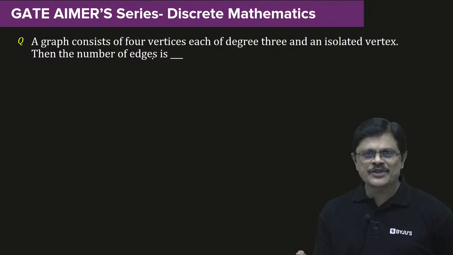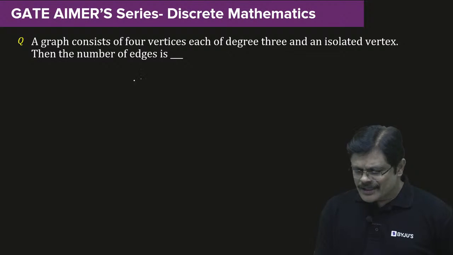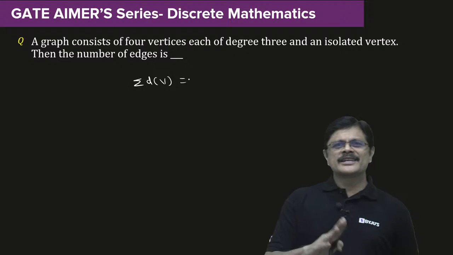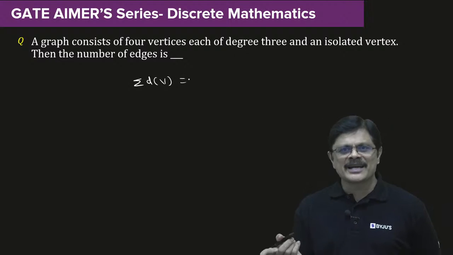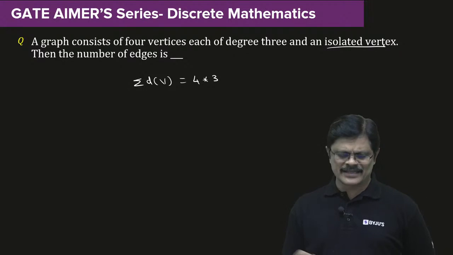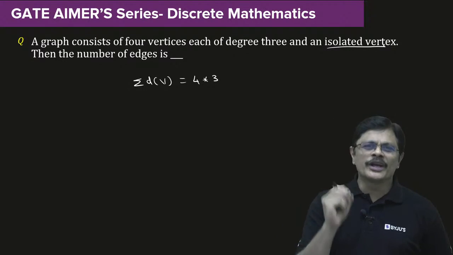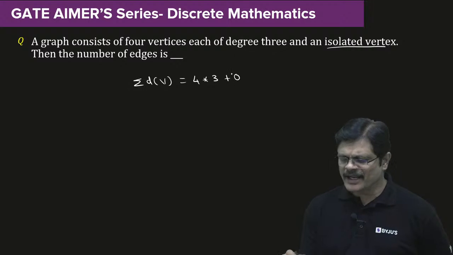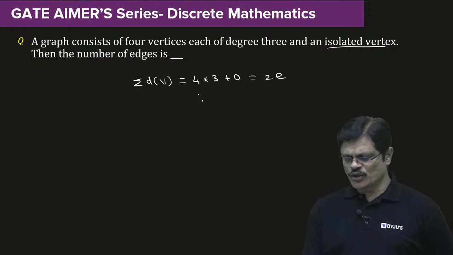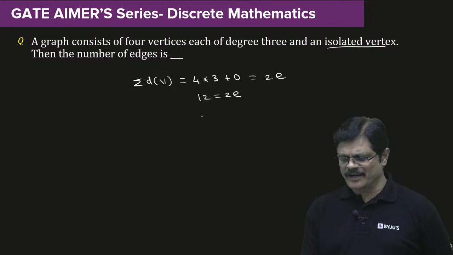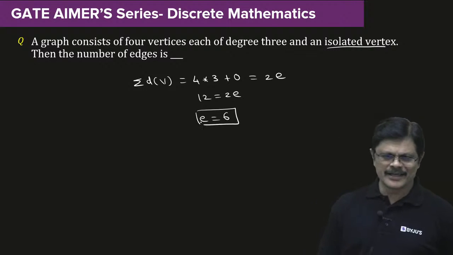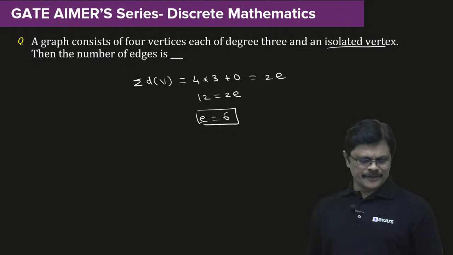See here, there are 4 vertices, each of degree 3. That is, the degree of each vertex is 3. So I'll go for the sum of degrees of vertices. 4 vertices, each of degree 3, means their sum of degrees is 4 into 3. And there is an isolated vertex. Isolated means a 0 degree vertex, so its degree contributes 0. And this should be equal to twice the number of edges. So 12 is equal to twice the number of edges. So E is equal to 12 by 2, that is 6, my dear friends. Very good.